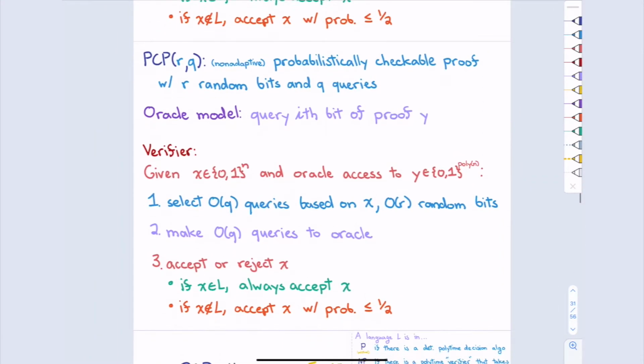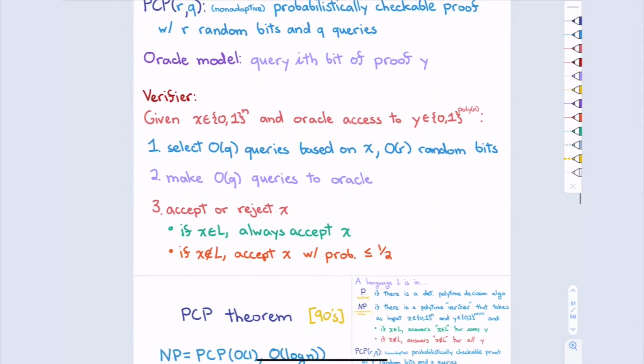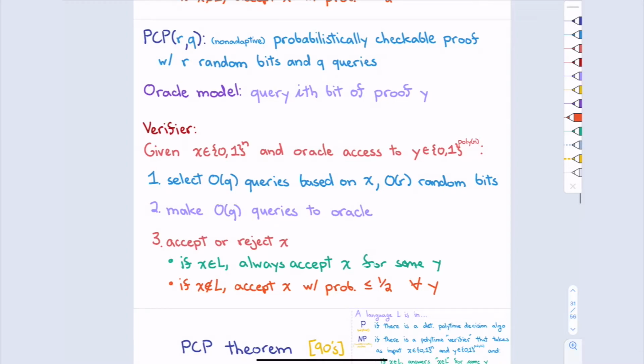All right. So let's see. Let me draw some pictures. First, let me add one thing. This should have been for all, for some Y. And this should have been for all Y.